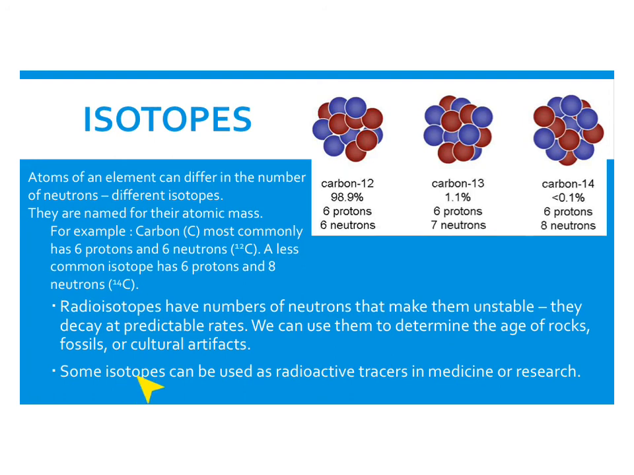The other thing that we can do with isotopes is that they are used as tracers in medicine or in research, because we can use a particular isotope of an element to produce something that we're going to inject into someone, and we can see where it goes because it's emitting small amounts of gamma radiation. So isotopes are useful in medicine as well.